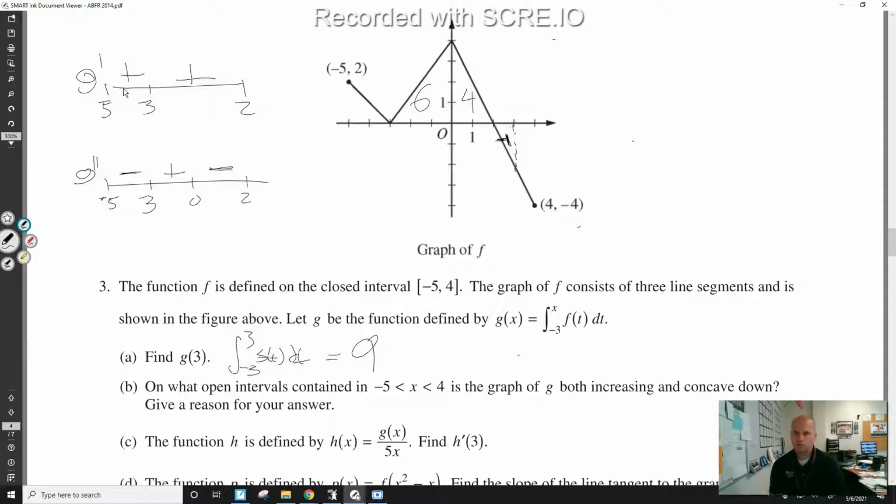So both is -5 to -3, and 0 to 2. What's the reasoning behind my answers? G prime is positive. G double prime is negative.